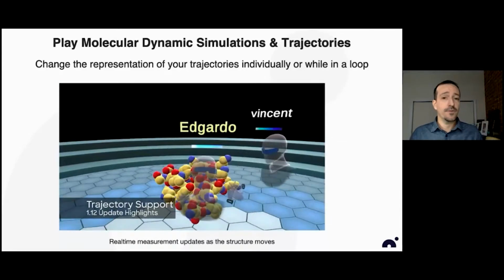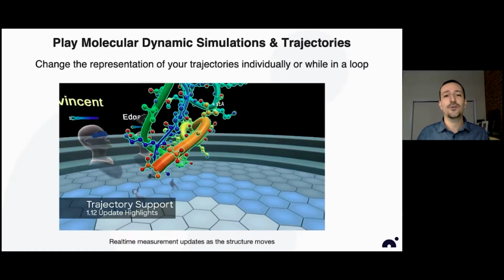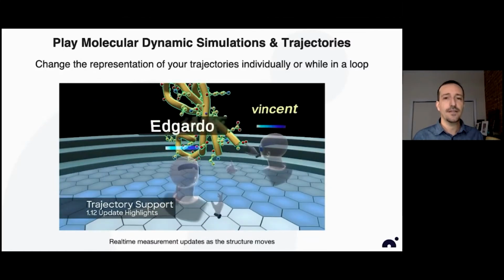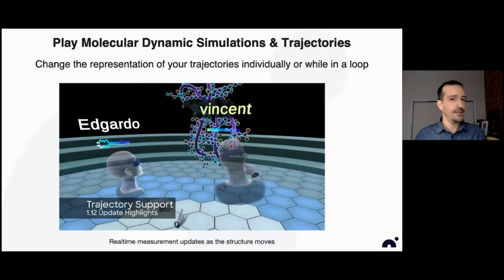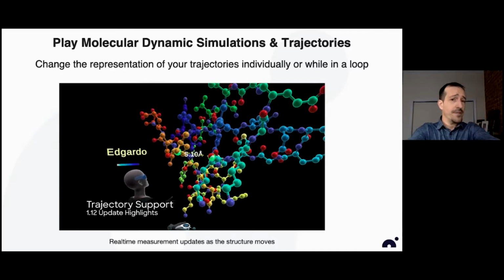If you happen to be a computational chemist, you might enjoy playing trajectories and molecular dynamics simulations. Here we can see two avatars. They actually did a measurement between two atoms, and it updates in real time as the trajectory plays. You can change the representation as well while in a loop.